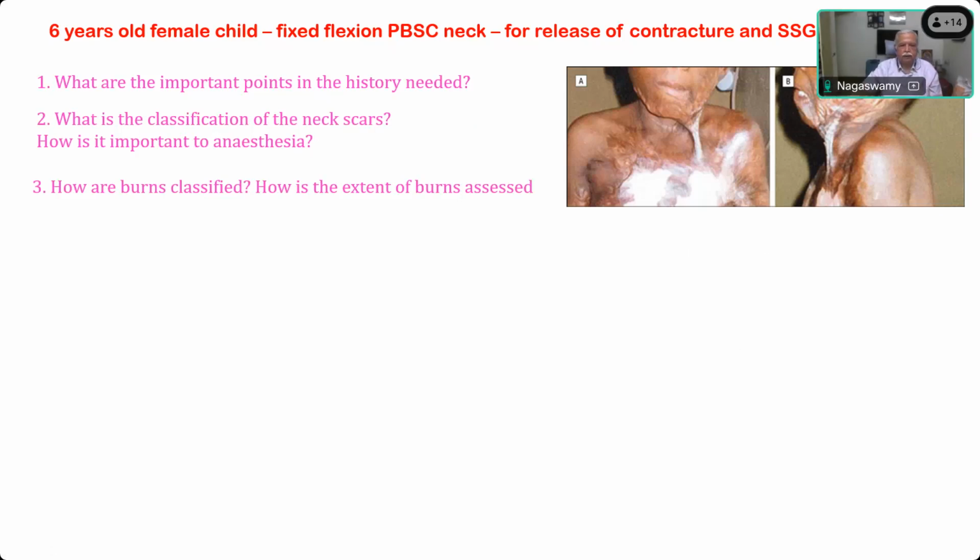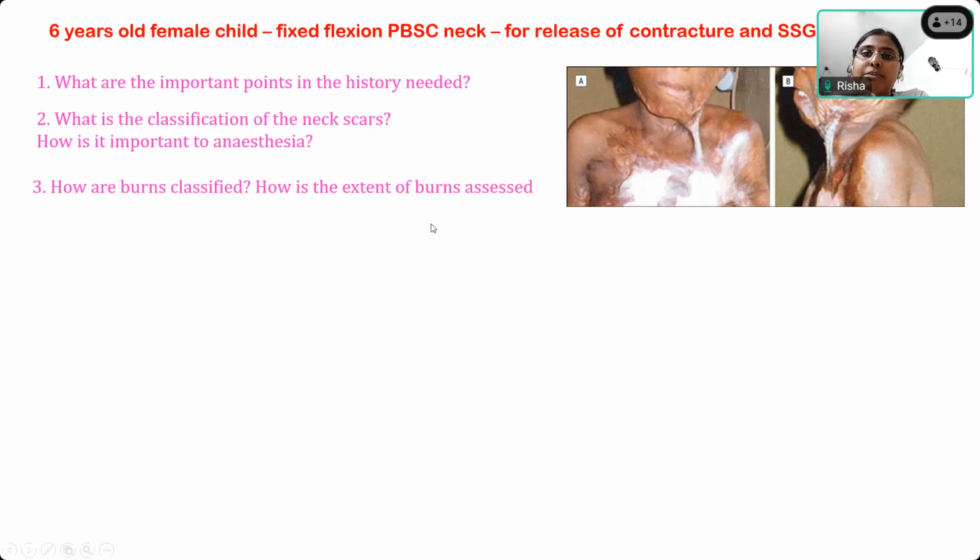The extent of burn, how do you classify? What is the formula that can be used for assessing the extent of burn? So commonly used is the Parkland formula, depending on the percentage of the total body surface area involved. 4 ml per kg into the total body surface area. No, I'm asking not about the fluid, but the extent of burn. How do you classify? Rule of 9, sir.